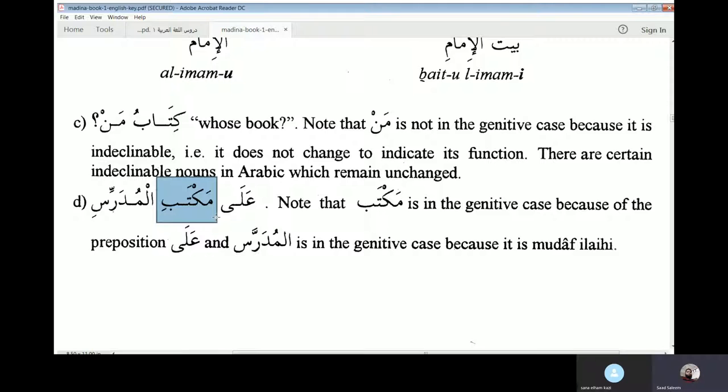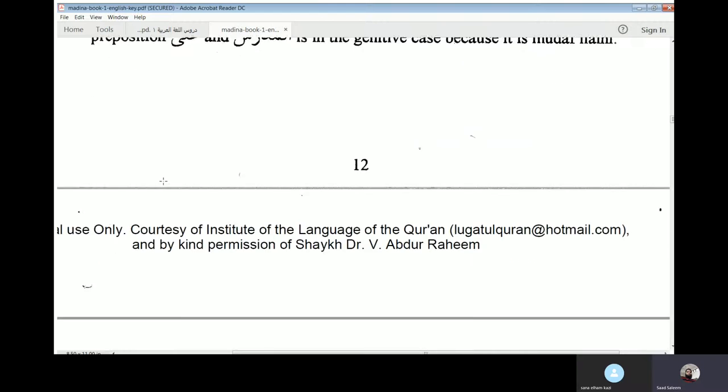We use dhamma on mudaf. Mudaf is always marfu, but why are we using kasra here? Because of harfe jar. This mudaf is majrur because of harfe jar. If we don't have harfe jar, we use dhamma with mudaf. Okay. Next.